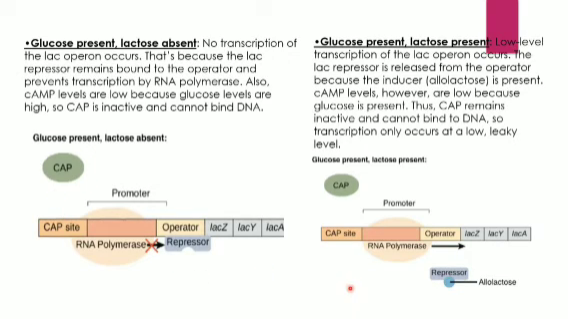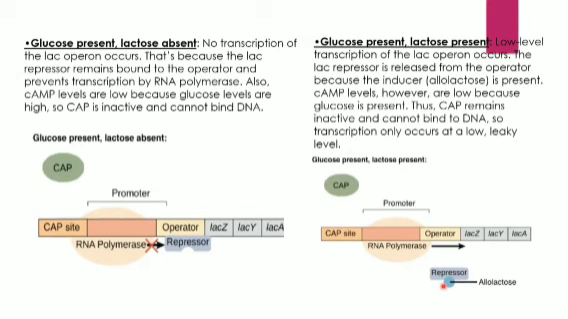So next is glucose present, lactose present. When both are present, low level transcription occurs. The lac repressor is released from the operator because the inducer is present. Cyclic AMP levels, however, are low because glucose is present. Thus, CAP remains inactive and cannot bind to DNA. So transcription only occurs at a low, leaky level. You can see it in the structure.